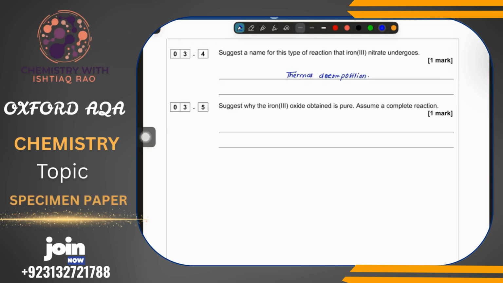Oh, okay. So there are basically no impurities with the iron, right? Okay.